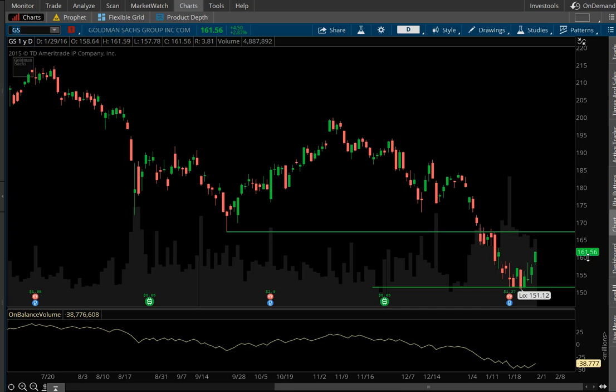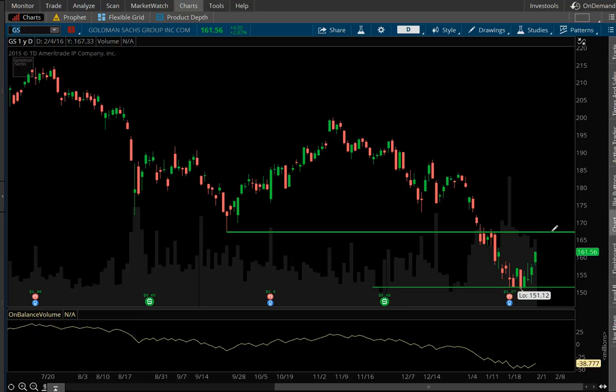So we're at 160, 156 now. We're at support at about 152. And this would be my price range. If Goldman were to reverse, I would expect it to come down to this level. If Goldman's going to continue up, I would expect it to pause at this level right here. Now, does it always do that?